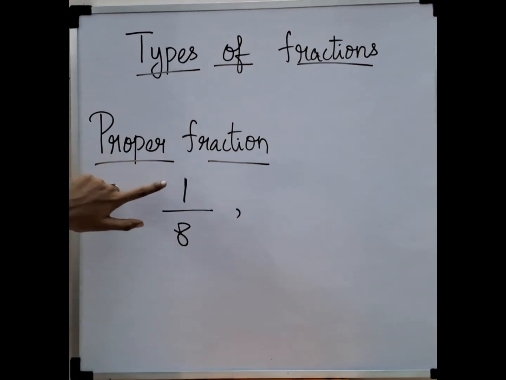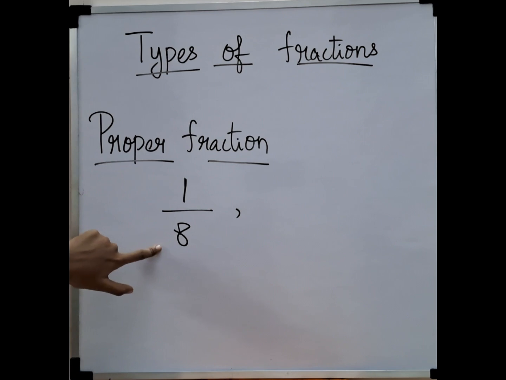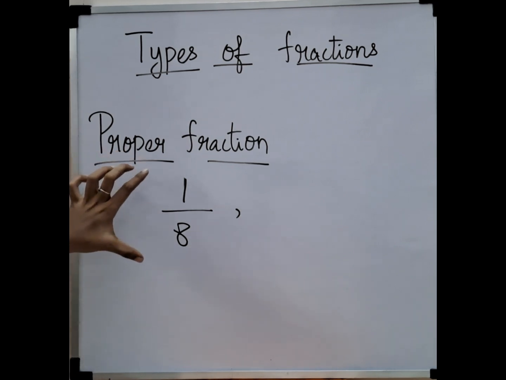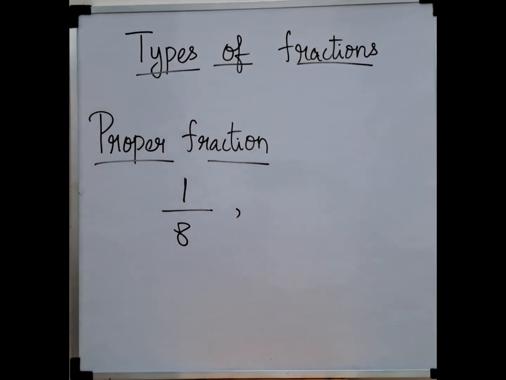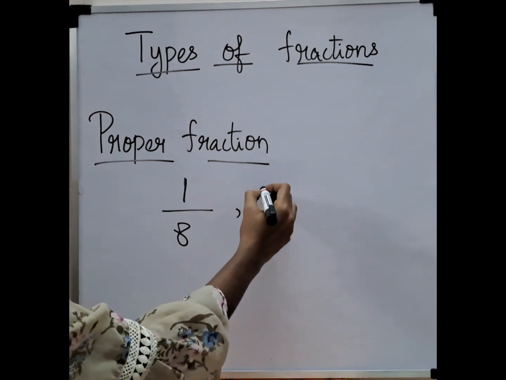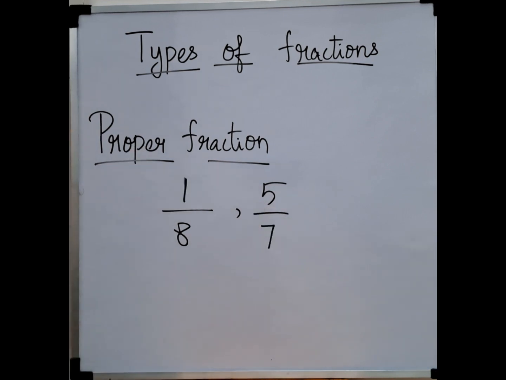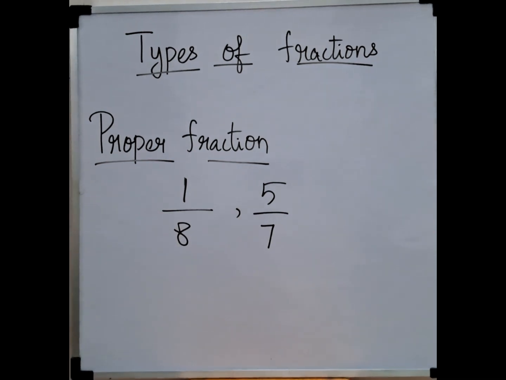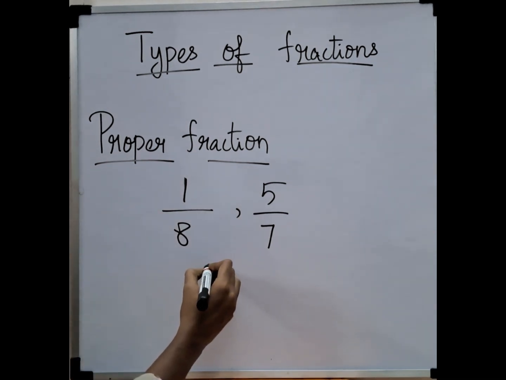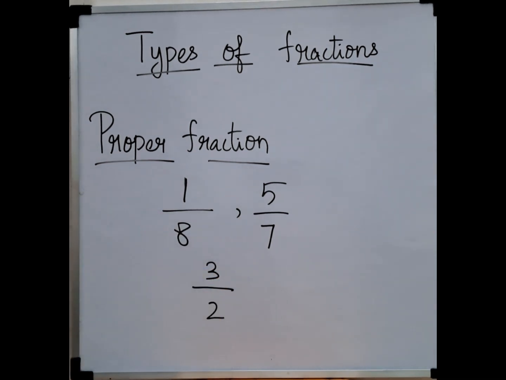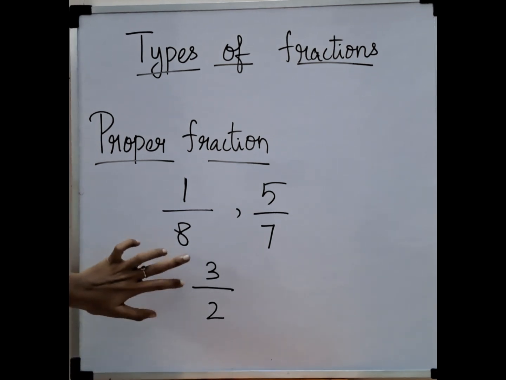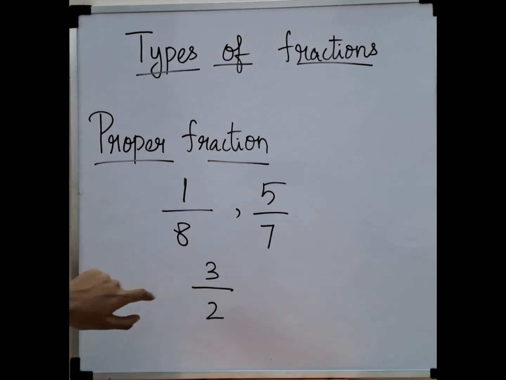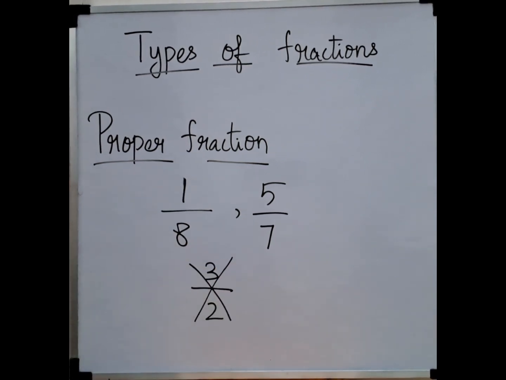So in proper fraction, always the numerator is less than the denominator. So here I am having 1 in the numerator, 8 in the denominator. So 1 is less than the 8. So we can say this is an example for proper fraction. We will see one more example. Here again my numerator is less than the denominator. So here in this case 3/2 numerator is greater than the denominator. So this is not an example for proper fraction.